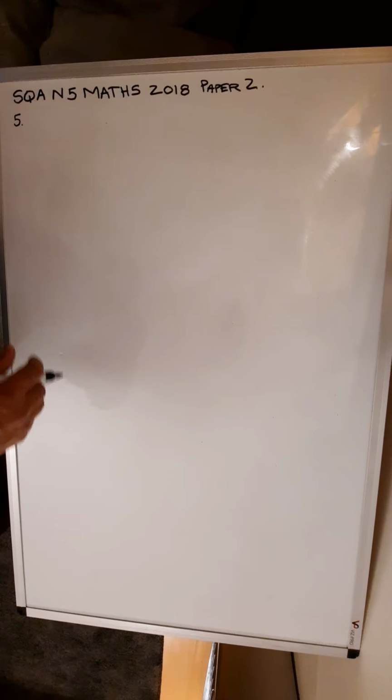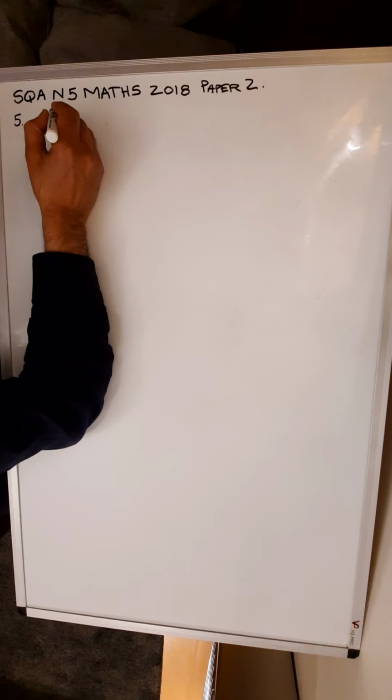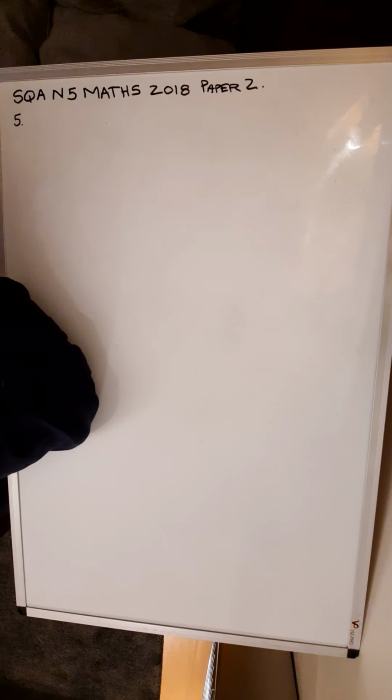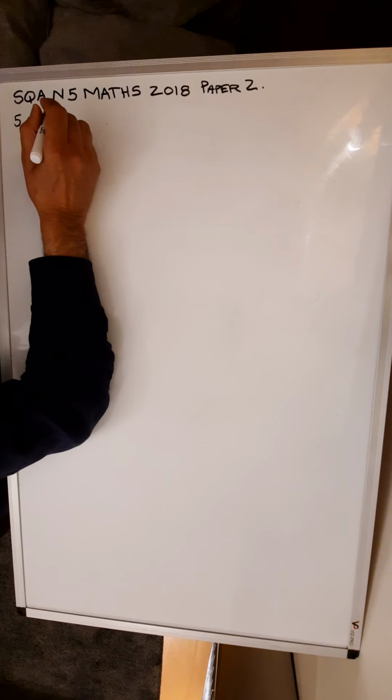SQA National 5 Maths 2018 paper 2 question number 5. This is a statistics question. A farmer's market took place one weekend. Stallholders were asked to record the number of customers who visited their stall. The number of customers who visited 6 of the stalls on Saturday were as follows.